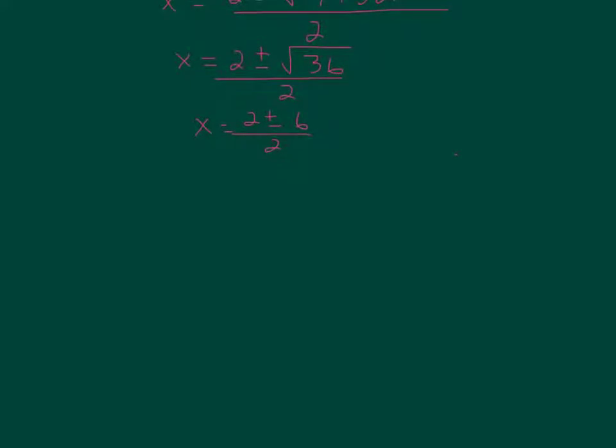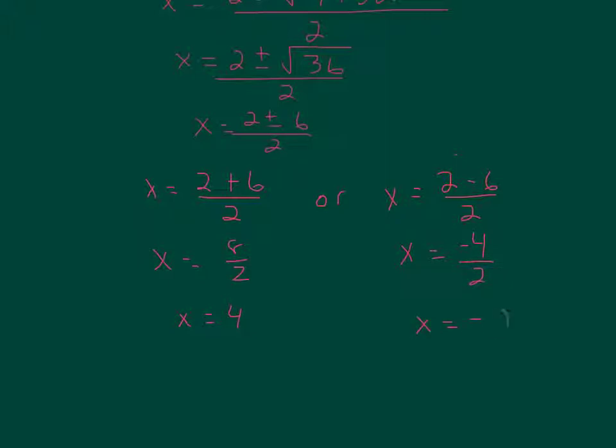Okay, now you need to solve this. So x is going to equal 2 plus 6 over 2, or x equals 2 minus 6 over 2. 2 plus 6 over 2, that's 8 over 2, which equals x equals 4. And 2 minus 6 is negative 4 over 2, which is x equals negative 2. So those are two options. X can equal 4 or negative 2.